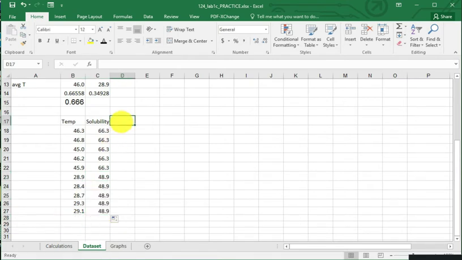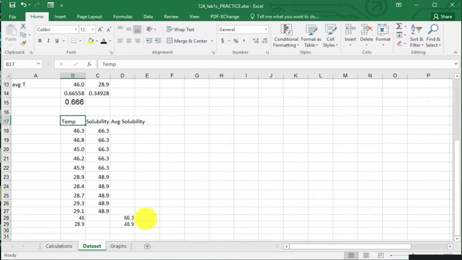And now for the average temp, let's say average solubility. The solubility is the same, 66.3 and 48.9. But the temperatures are now 46 and 28.9. So notice it's really the temperature that's different, but in order to get it to show up in a different color on the graph, I'm going to make a new column for the solubility. And this is what I can now put.